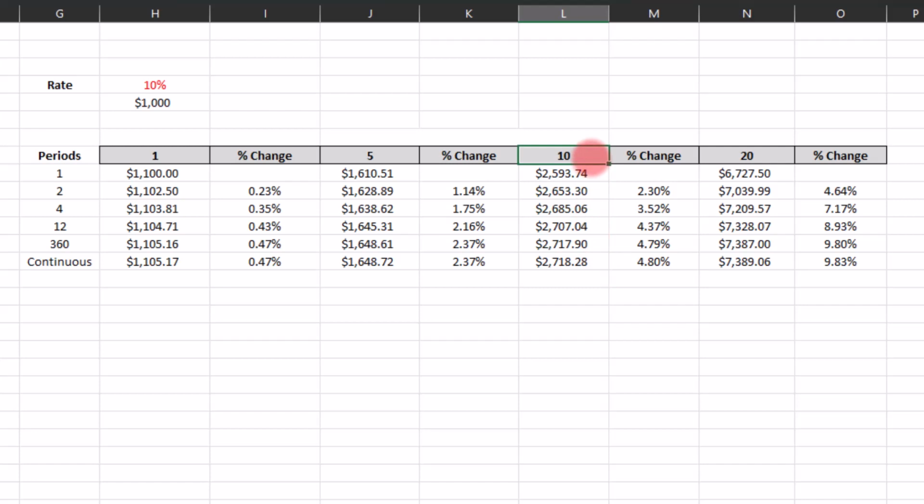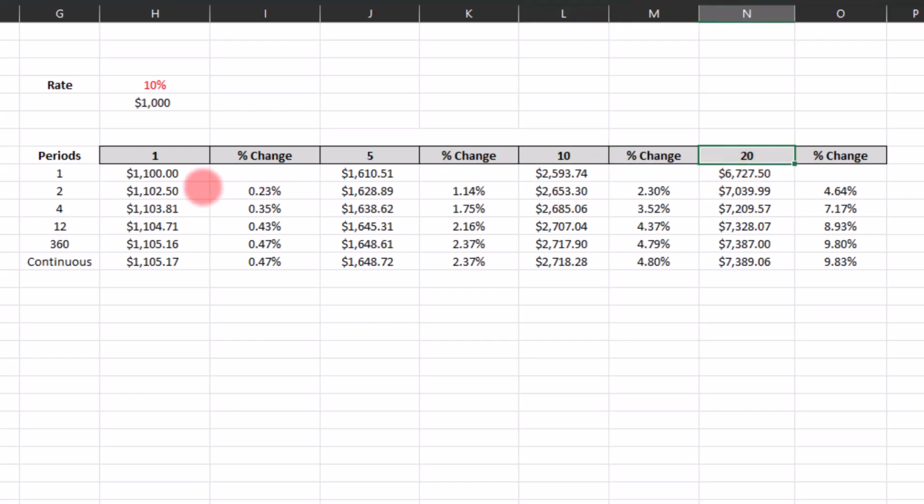Time is the key. Now, it's going to work even better if we have a higher interest rate, but for any given interest rate, it's always about time. Remember in that formula, that was the exponent. That's where that exponential growth is coming from. It's always about time. What about after 20 years?